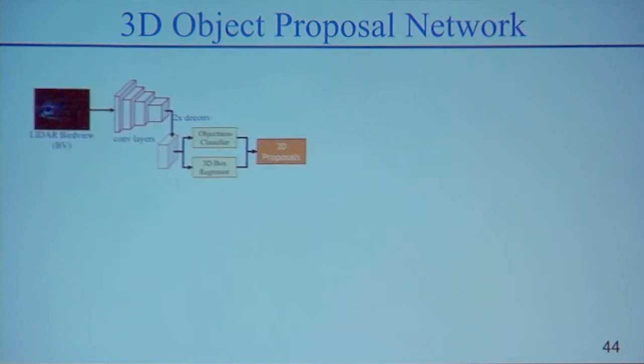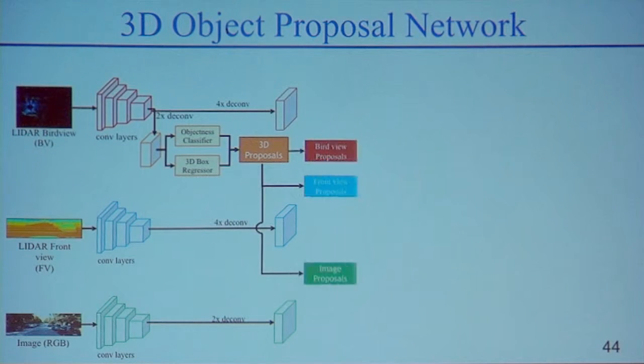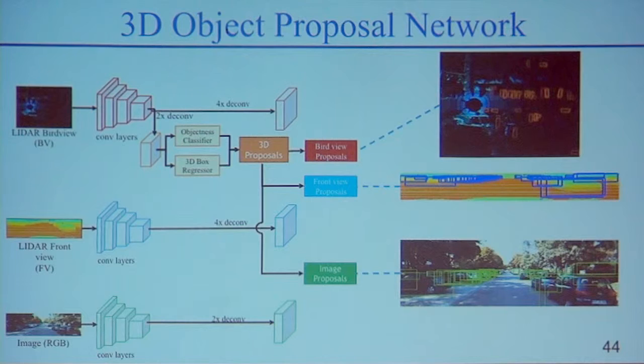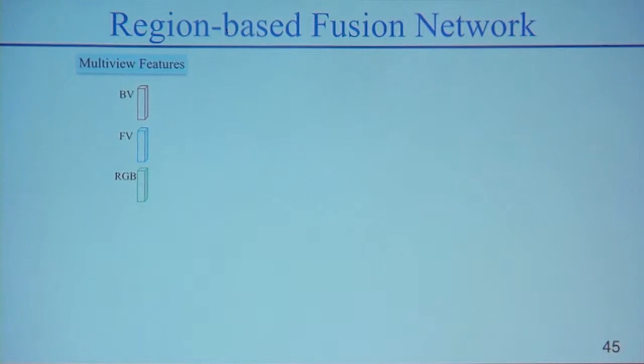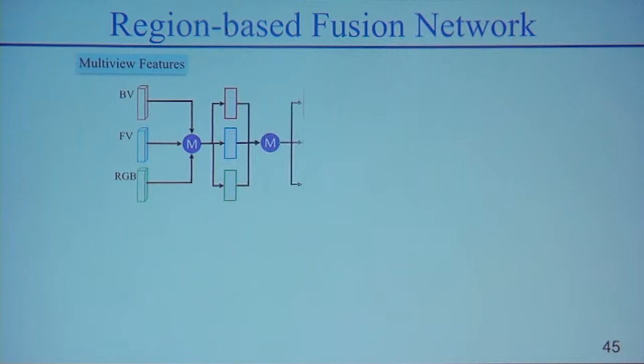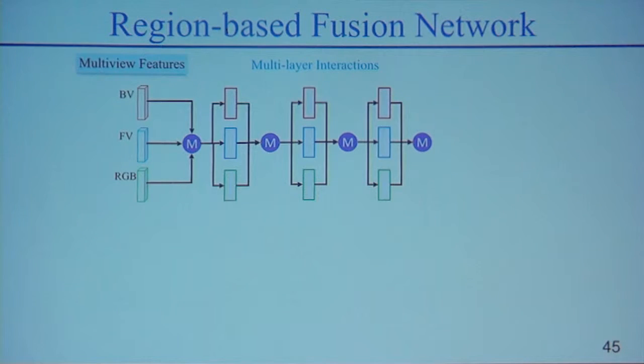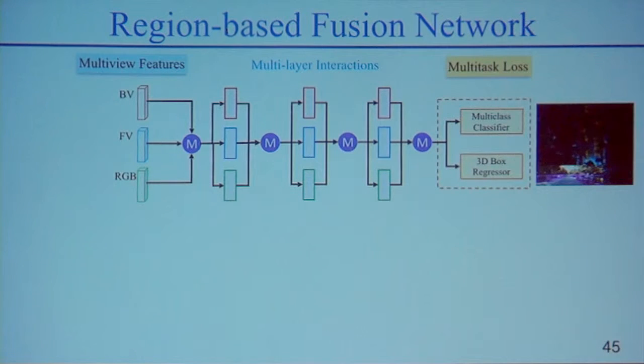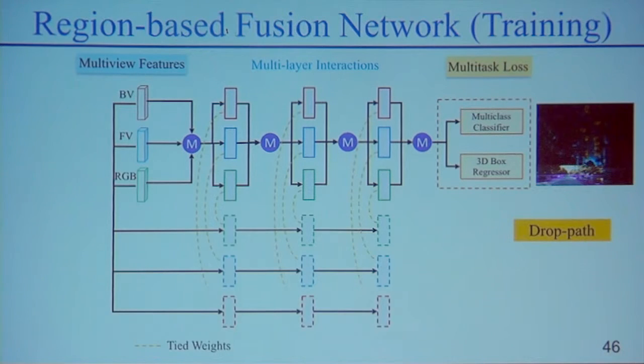Okay, once you have the proposals, like I said, you can project them into the different 2D views, and then you crop each of the views. Once you crop them, you can actually do object detection. So here's the particular way. M is the fusion operator. You could say simply just the average of these feature vectors, and you could have multi-layer interaction among these fused feature vectors. And then you get the classification and regression multitask loss.